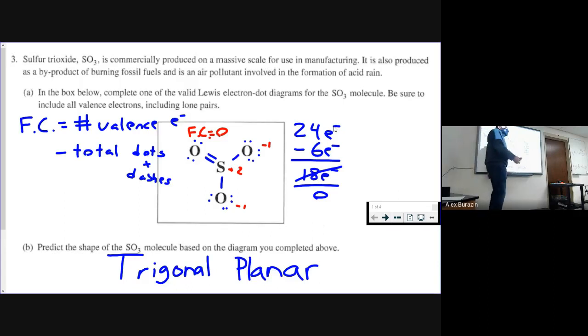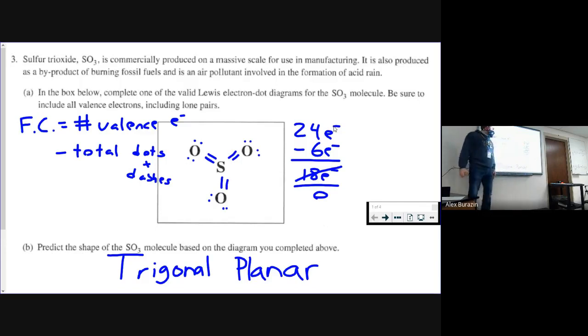So, very long-winded, I apologize. We'll speed this up in a second. But long story short, I can fix formal charge and make this better. So I'm going to do that. And if I go like this, sorry, my lone pairs are kind of wonky, but I think this is the best possible structure.